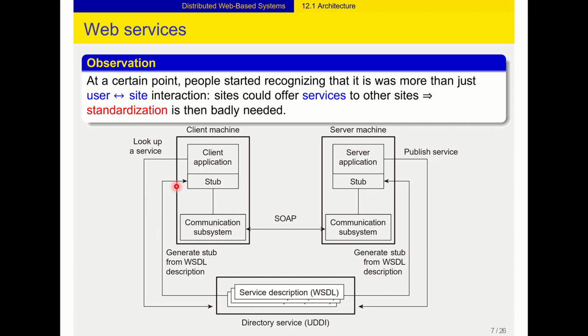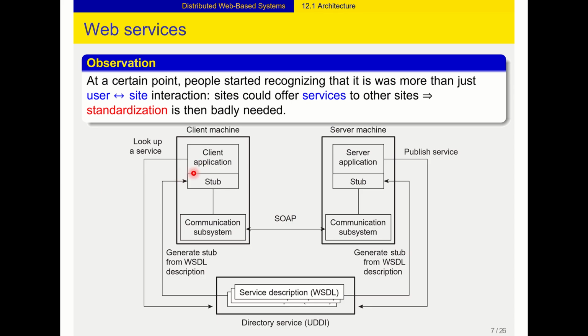So from this WSDL description, both client and server automatically generate a matching stub. Yeah, so they will generate a matching stub, ensuring that they share the same interface and data types, which is similar to the RPC or remote procedure call system. So in essence, this is how standardization happened between the client and the server.